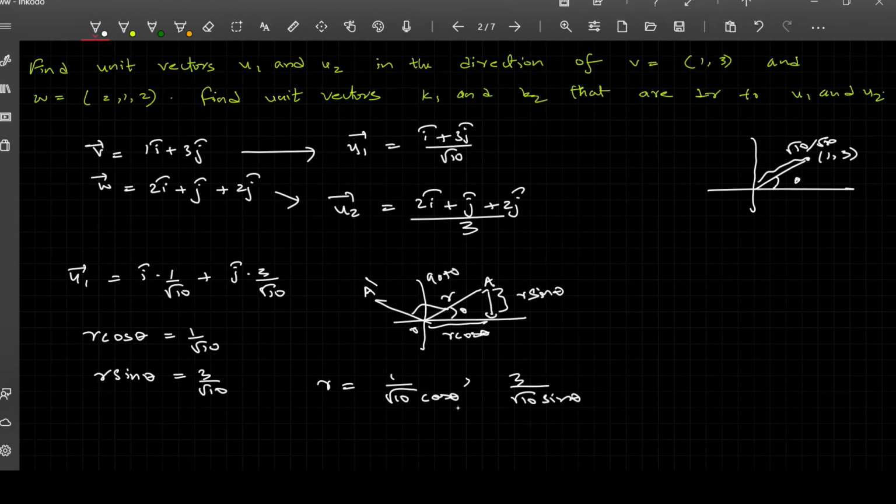So in place of theta, we just need to substitute 90 plus theta. If that is the case, we get 1 by root 10 sine theta and minus 2 by root 10 cos theta. Fine. And this is r dash. Let us assume this as r dash.